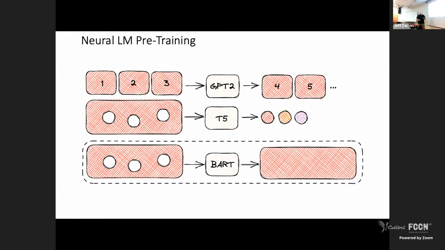So I want you to understand and know the differences and not just run the decoder model off the shelf, because it actually does matter. And it matters how you train it.